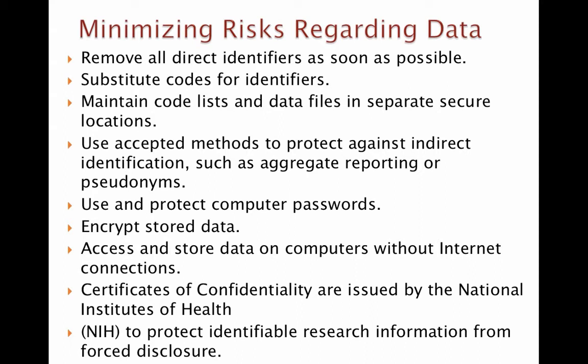This slide shows the ways in which one could minimize risk regarding data disclosure. First, one could remove all direct identifiers as soon as possible, substitute codes for identifiers, maintain code lists and data files in separate secure locations, use accepted methods to protect against indirect identification, such as aggregate reporting or pseudonyms, use and protect computer passwords, encrypt stored data, access and store data on computers without internet connections, and obtain certificates of confidentiality by the National Institutes of Health. Such certificates protect identifiable research information from forced disclosure, for example, from the courts.